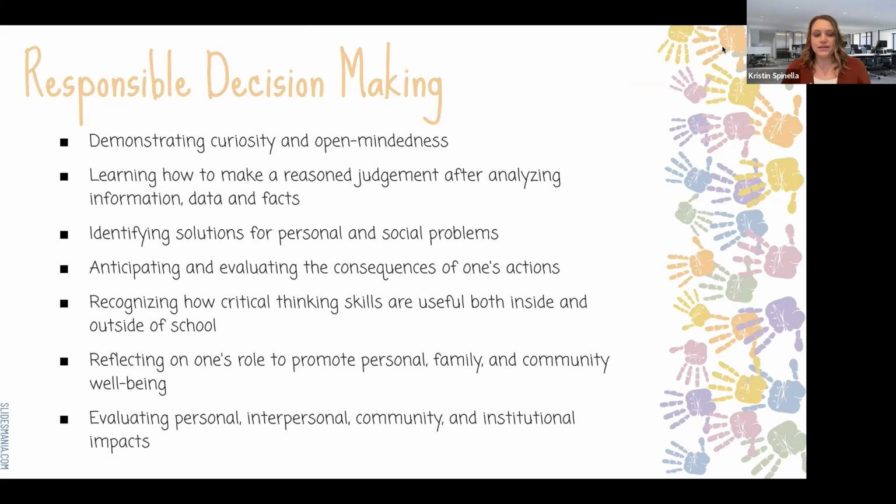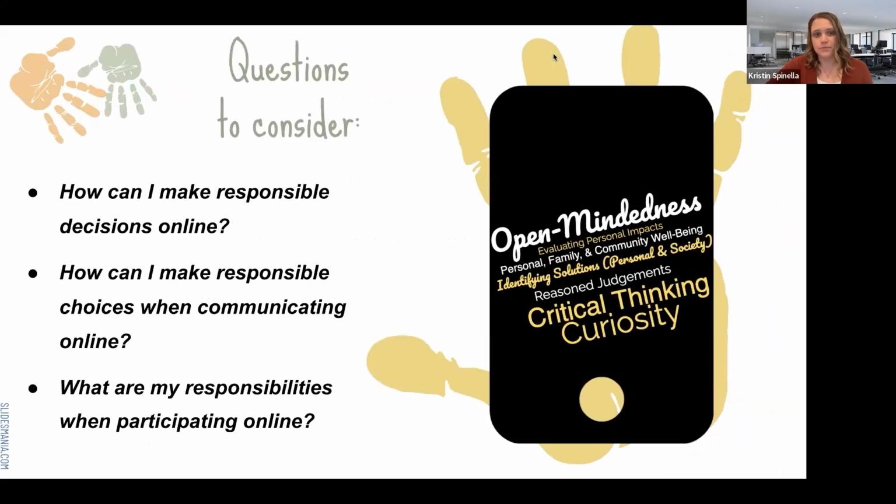We also want to reflect on our roles in promoting personal, family, and community well-being. So we are part of a community in the classroom. We might consider ourselves part of a family in the classroom, but how are we promoting that sense of belonging and helping everyone to feel included? In addition, we want to evaluate personal, interpersonal, community, and institutional impacts. So how are we impacting those around us? How are we impacting ourselves with our decisions?